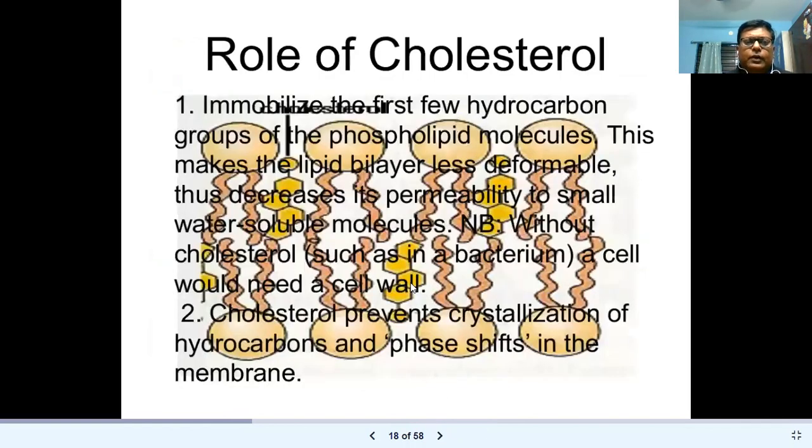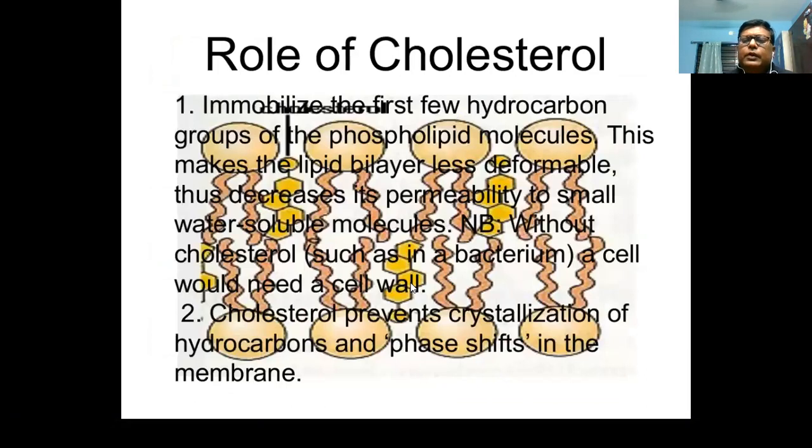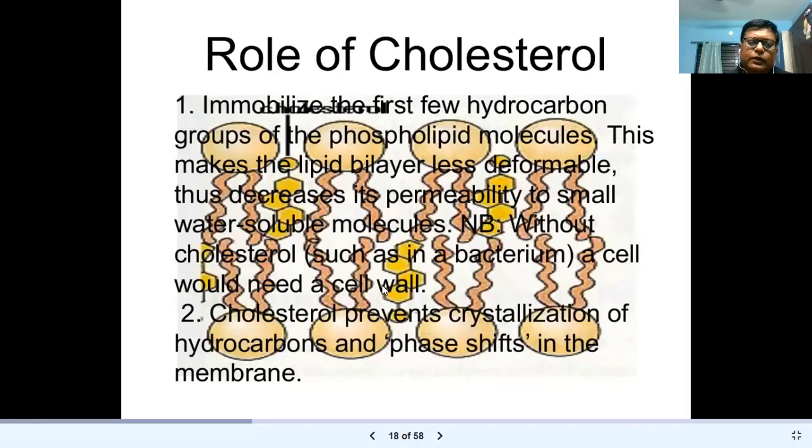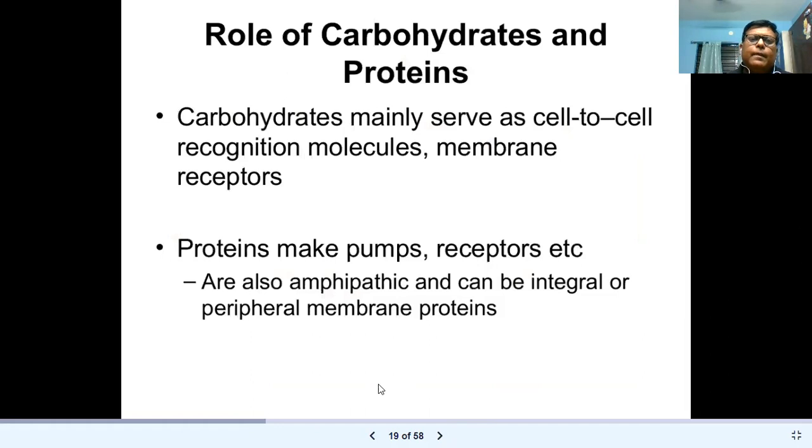So what is the role of cholesterol? The cholesterol actually maintains the fluidity of the membrane. It immobilizes the first few hydrocarbon groups of the phospholipid molecule. This makes the lipid bilayer less deformable, thus decreasing the permeability to small water molecules. And cholesterol prevents the crystallization of the hydrocarbon and the phase shift in the membrane. So fluidity is actually maintained by cholesterol.